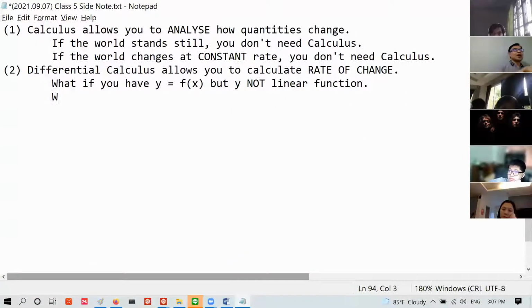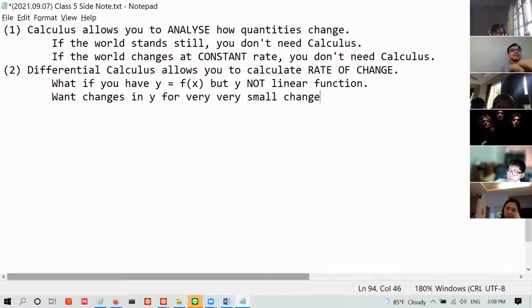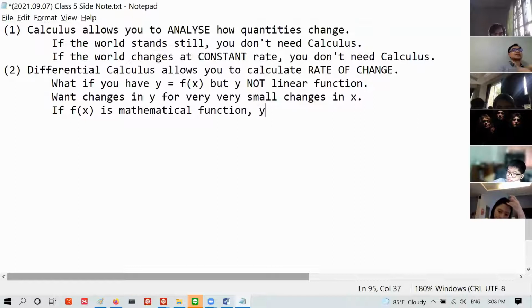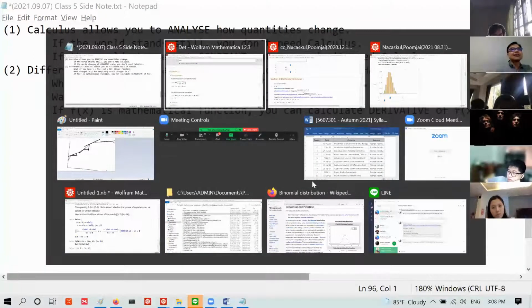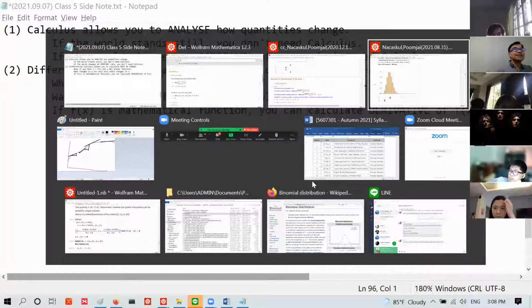Now, you want changes in y for very, very small changes in x. Okay. Now, if f of x is a mathematical function, you can calculate what's called the derivative of f. Now, this is where the power of Mathematica comes in. You don't have to do this yourself.